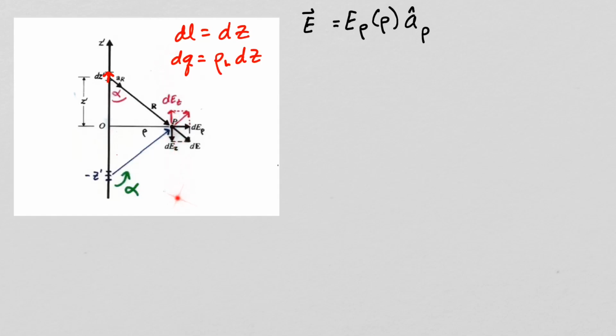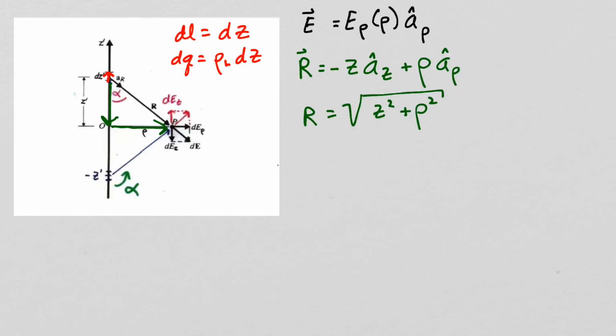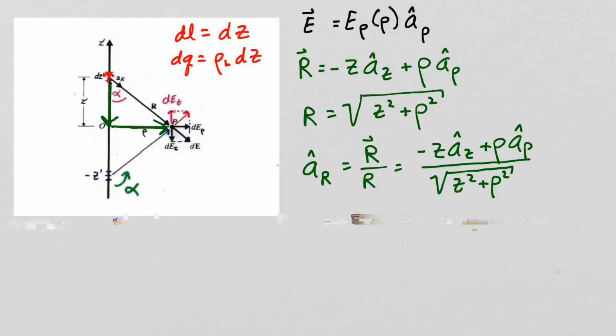R is the vector that points from dq to the point P where we're going to find the electric field intensity. It is the sum of this vector plus this vector. This vector has magnitude z and it's in the minus z direction. This vector has magnitude rho and it's in the rho direction. The magnitude of r is the square root of z squared plus rho squared. A unit vector in the direction of our vector r is just the vector r over the magnitude of r.